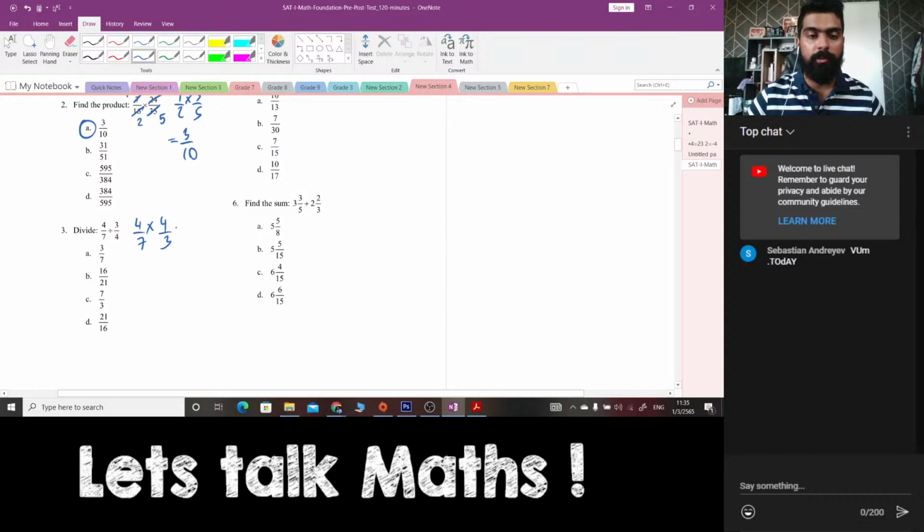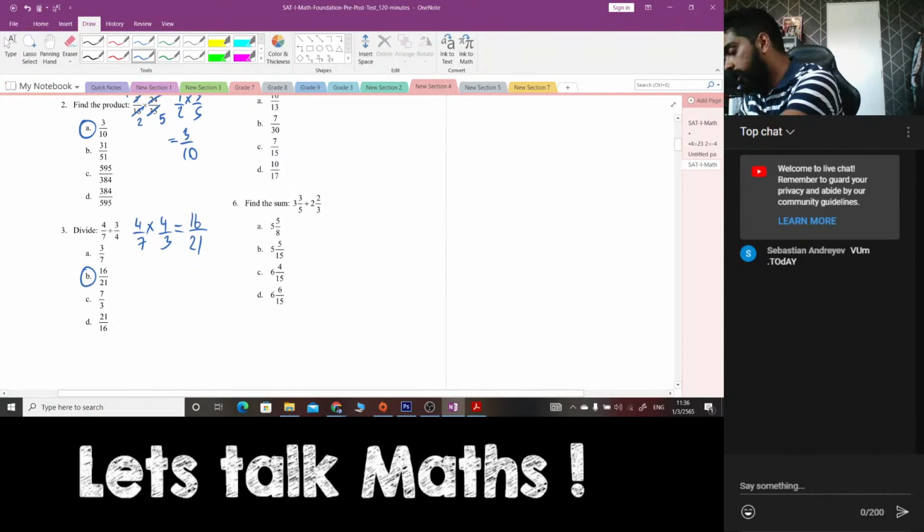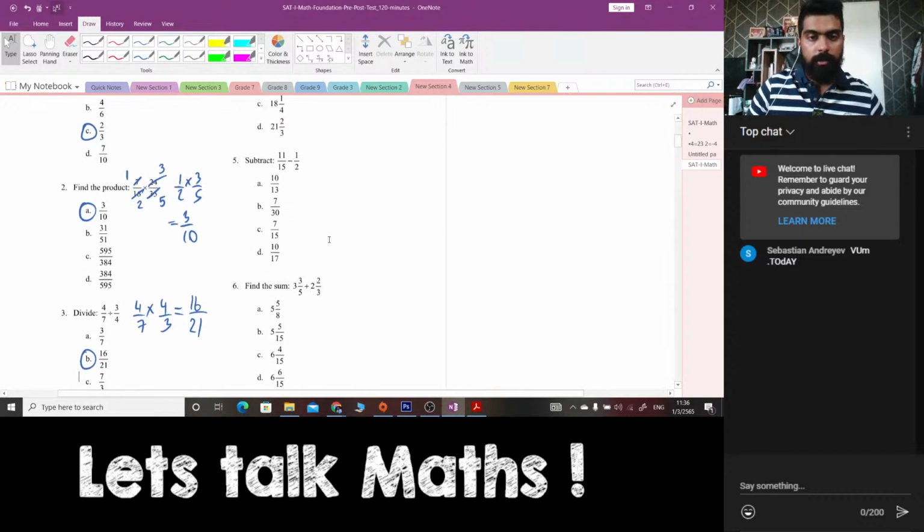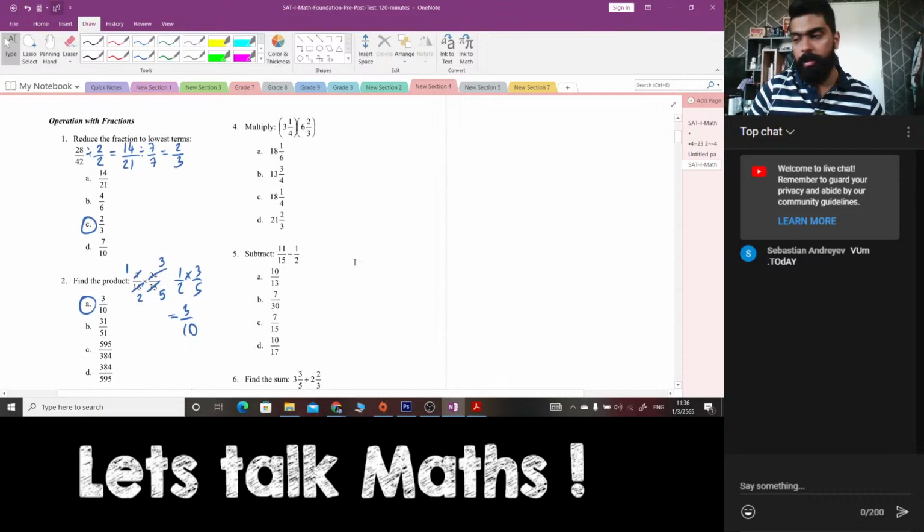Now if you take a look at this, nothing on the top and bottom can simplify, right? So 4 times 4 is 16 over 7 times 3 is 21. So our answer is 16 over 21, right guys? There we go guys, 16 over 21. Now let us go up to question number 4.